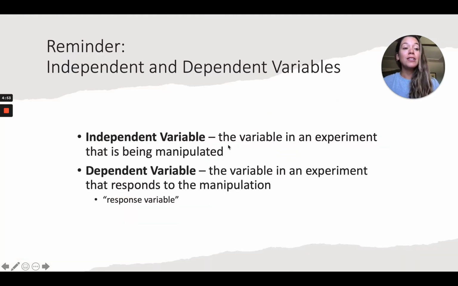Okay, so this is a good time to review the difference between independent and dependent variables. So when it comes to thinking about the difference between categorical and numerical data, oftentimes we want to think about how this is relevant to the independent variable of an experiment. Recall that the independent variable is the variable in an experiment that is manipulated or changed.